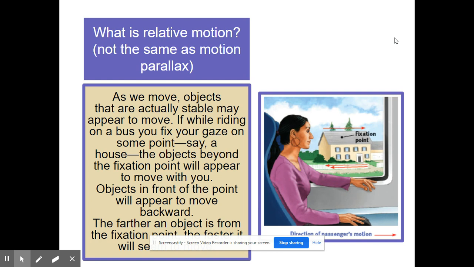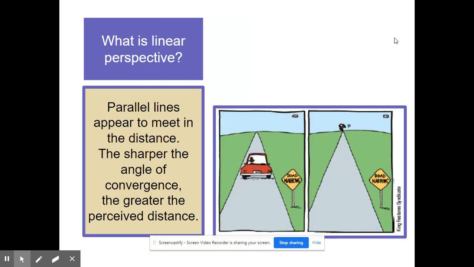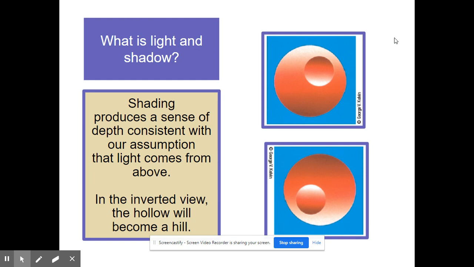How about linear perspective? Parallel lines appear to meet in the distance. The sharper the angle of convergence, the greater the perceived distance. Shadow and light. Shading produces a sense of depth consistent with our assumption that light comes from above. In the inverted view, the hollow will become a hill.